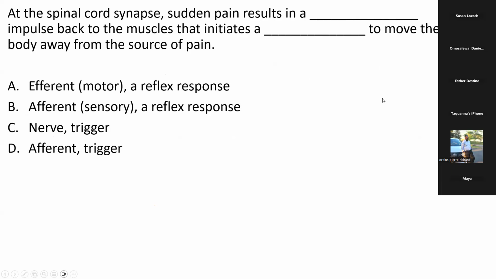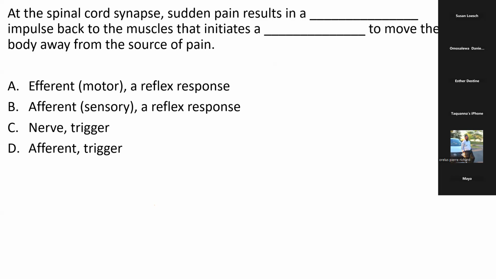At the spinal cord synapse, sudden pain results in a blank impulse back to the muscles that initiates a blank to move the body away from the pain. Listen to the statement. Efferent, because motor causes movement or action.